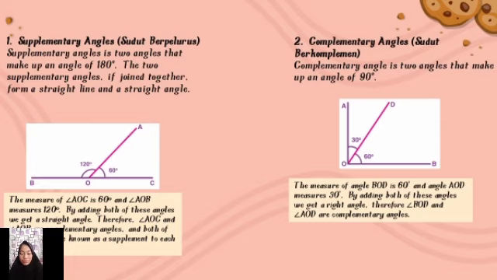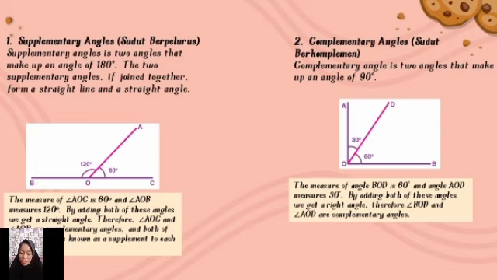Next, number 2 from vocabulary. Number 2 is complementary angles, or sudut berkomplement in bahasa. Complementary angles, or sudut berkomplement, are two angles that make up an angle of 90 degrees. You can see the picture.